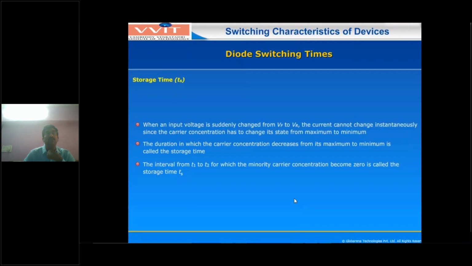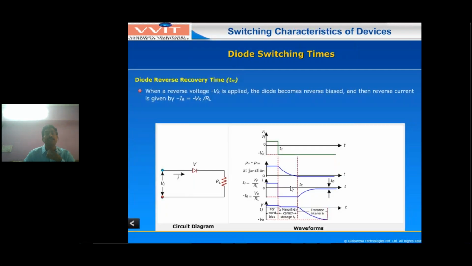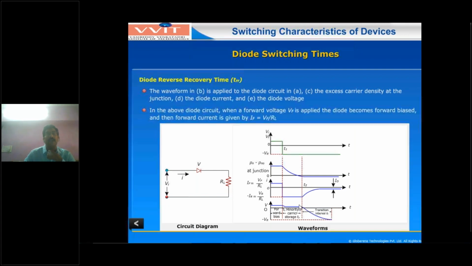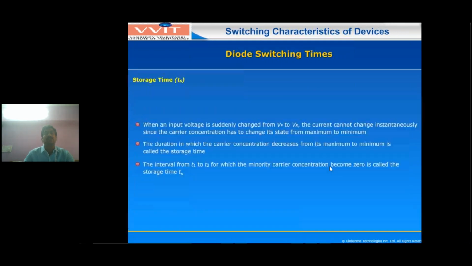And what is meant by storage time? So the input is suddenly changing at T equal to T1, from positive voltage to negative voltage, but the current cannot be discharged instantaneously. Why? Because here the minority charge carrier excess carrier density is available at the junction. So these carriers will disappear, and it will take a certain time. That time is called storage time.